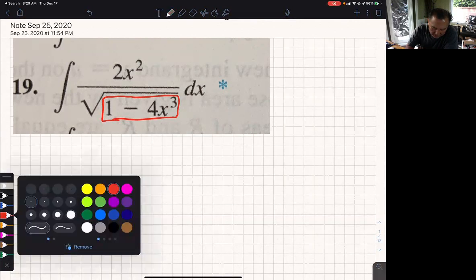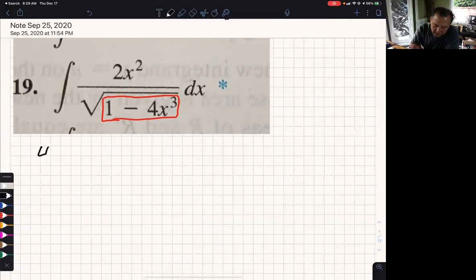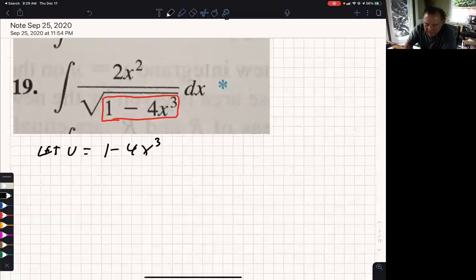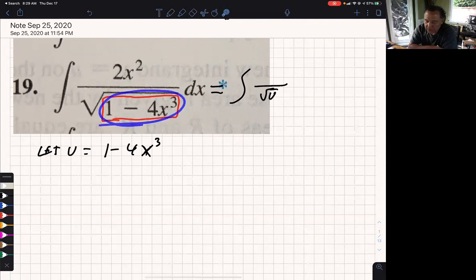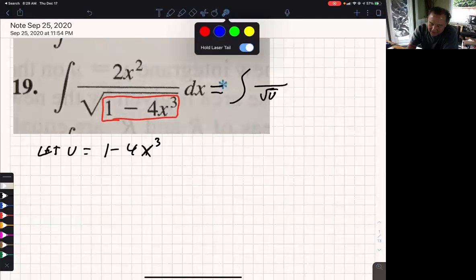So if we choose that to be u, we're going to let u equal 1 minus 4x cubed. So we're defining a new variable u, and it's 1 minus 4x cubed. You choose that, and based on that, we're going to rewrite this integral. If I were to just do that, this would become the integral of square root of u, because I chose this to be u. So it's already looking a lot prettier than the previous one, but we still have this to deal with.